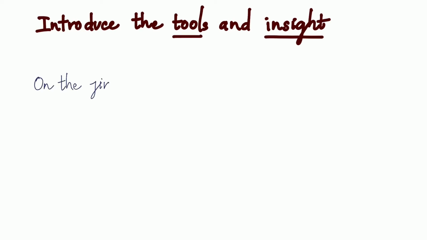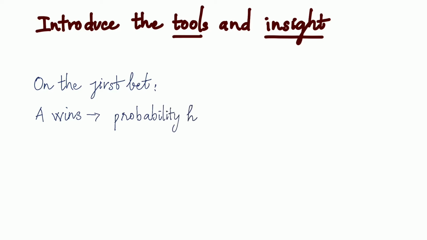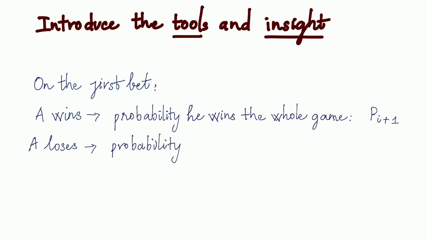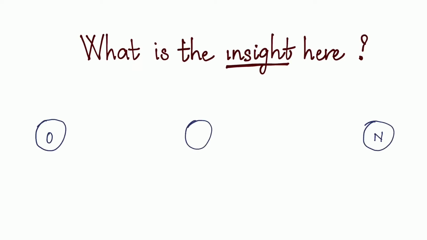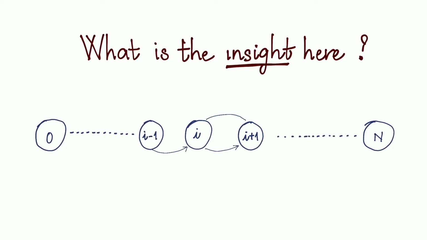On the first bet, we will either win or lose the bet. If we win this first bet, the probability he wins the whole game now is... When he loses the first bet, then the probability he wins the whole game now is... So, what's the insight here? We can see that the process continues until either A or B wins the game, which can be described by the diagram as follows.